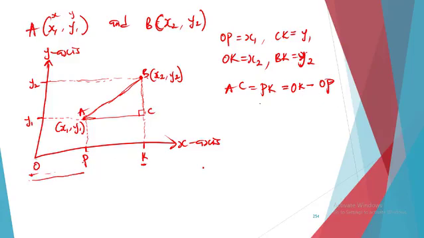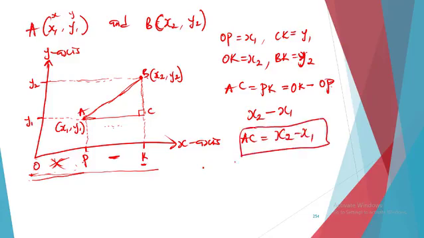So that's why we said that we have AC to be equal to BK, which is equal to OK minus OP. Okay, so we are trying to get the value of AC. So AC here is equal to the full line minus this point, then that will give us the value of this line. Therefore our line OK is x2, right? Minus our line OP, and our line OP is x1. So line AC is equal to x2 minus x1. That's one thing.